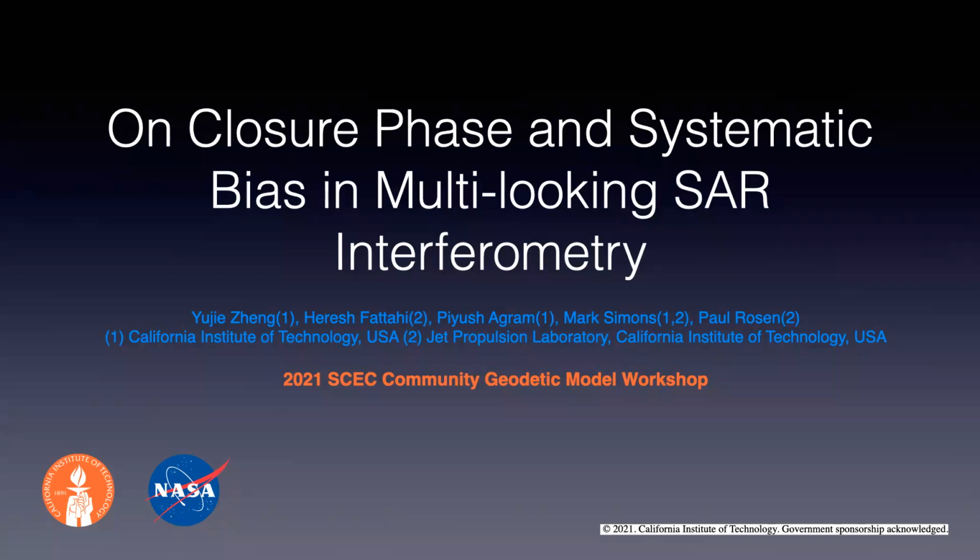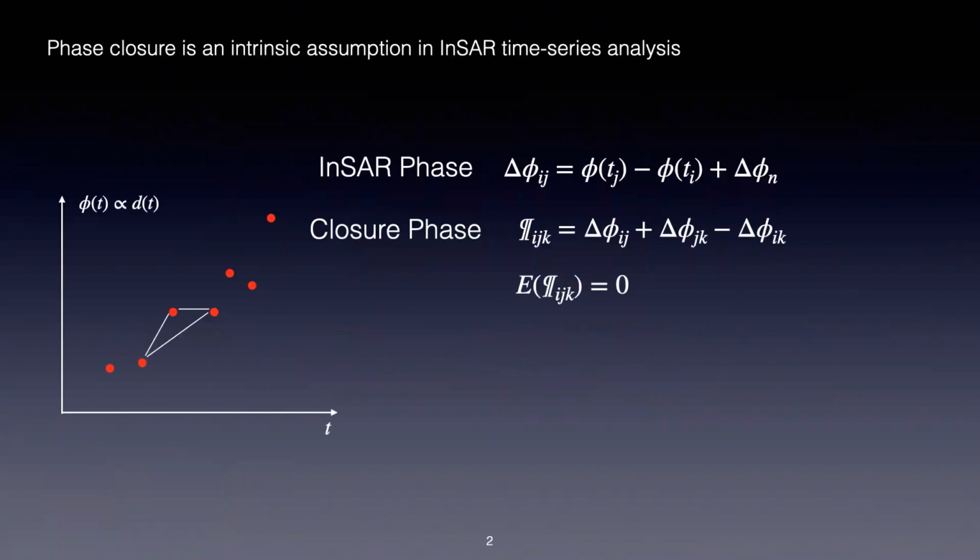In this talk, I would like to discuss the topics of closure phase and systematic bias in InSAR time series. With three acquisitions, three interferograms can be formed, and the closure phase is the sum of the three respective phases. For InSAR time series analysis, we decompose InSAR phase as the phase difference between two SAR acquisitions.